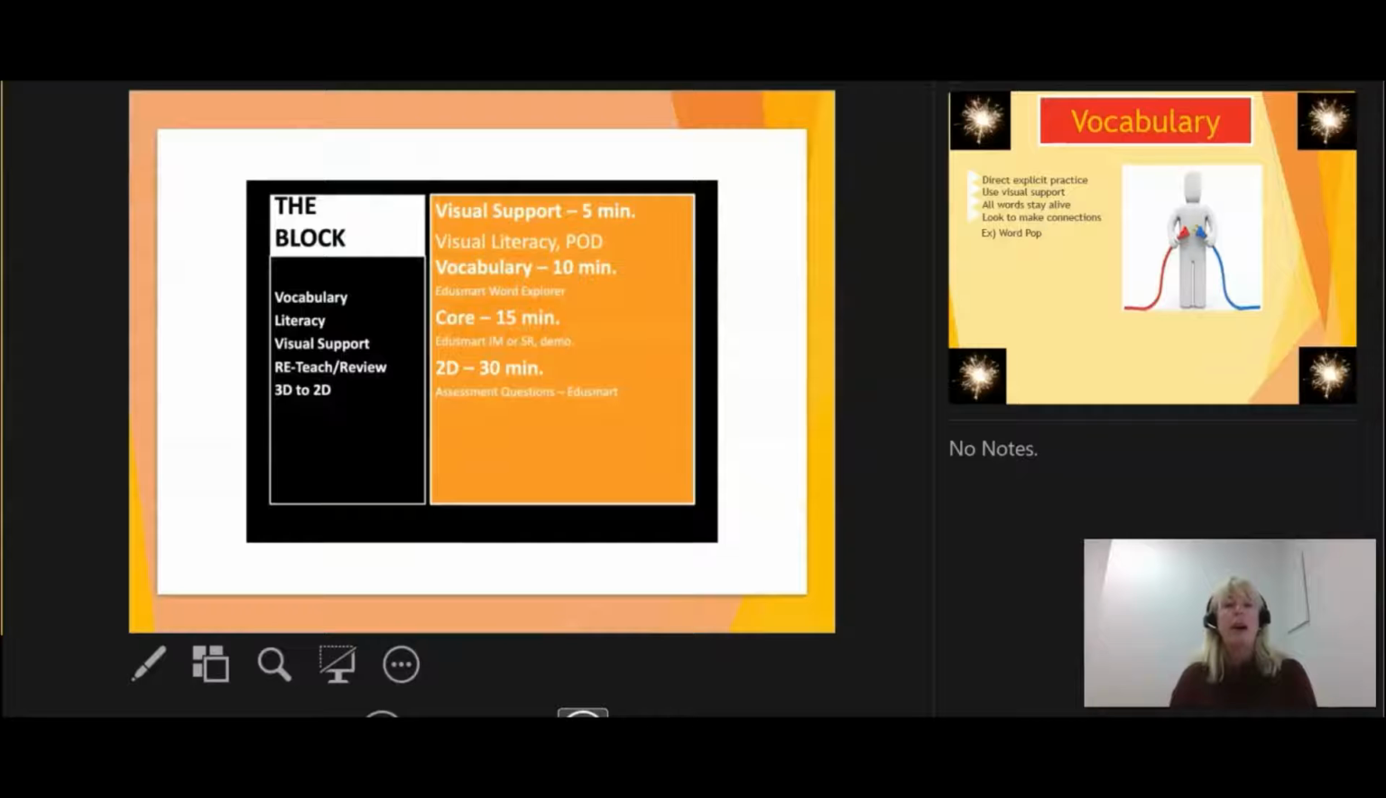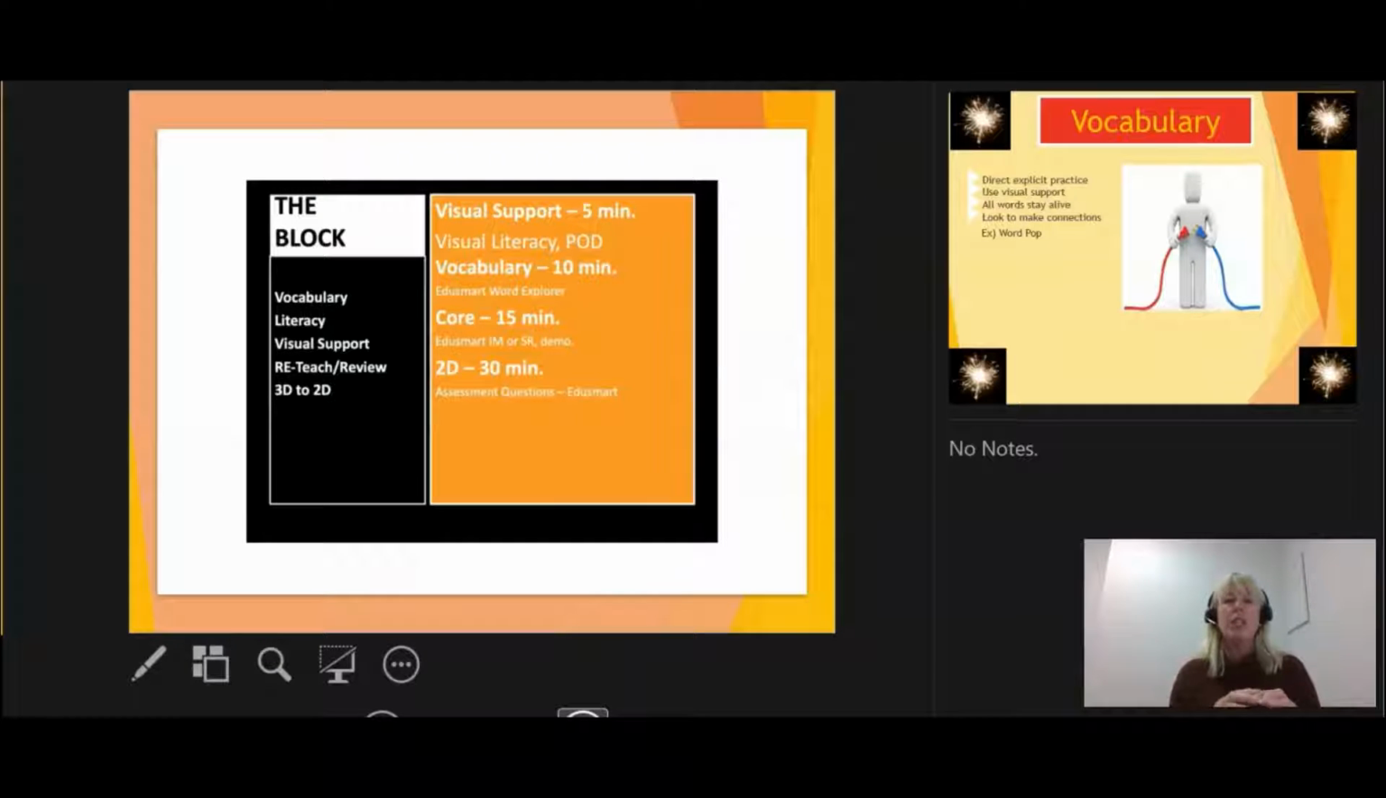Next, let's talk about what a class period could look like. For a 60-minute class period, this is just a rough estimate of time, I would launch with a hook or some sort of visual support with literacy for a quick 5 minutes, incorporating a visual piece and a problem of the day. Then I would go into a vocabulary practice, whether it's my EduSmart Word Explorer or a simple visual literacy challenge showing images tying key concepts.